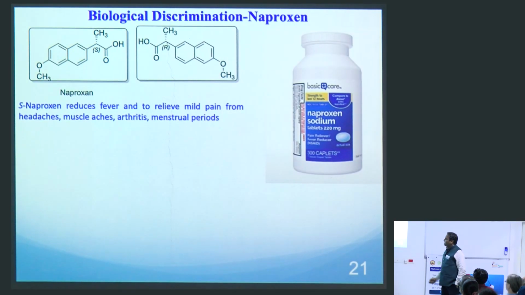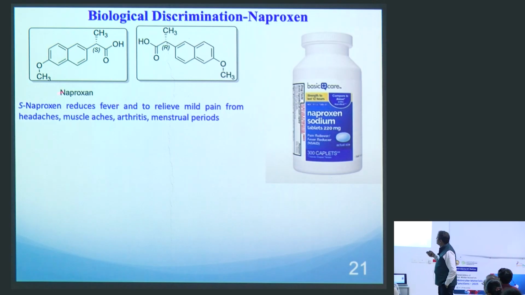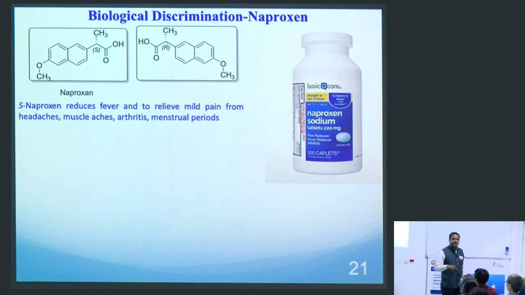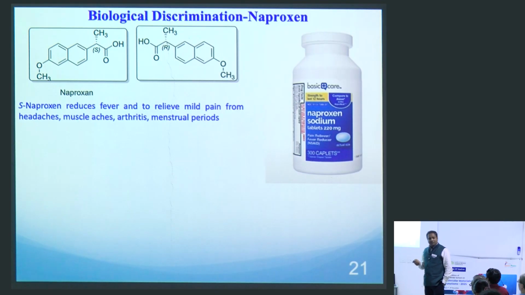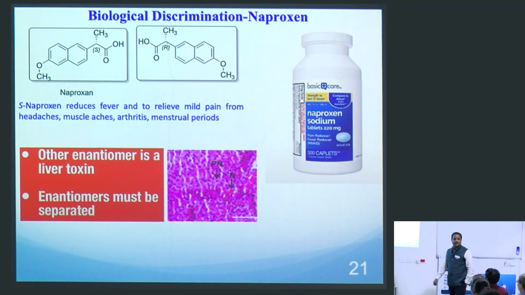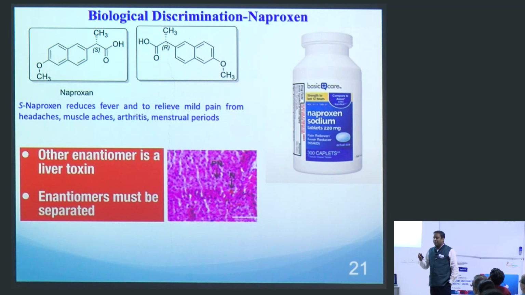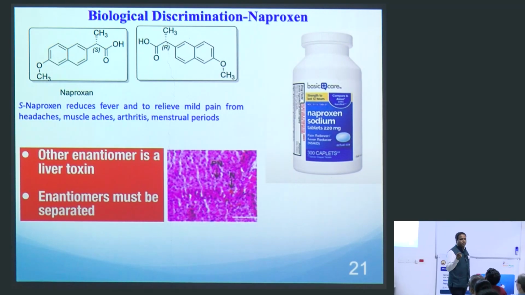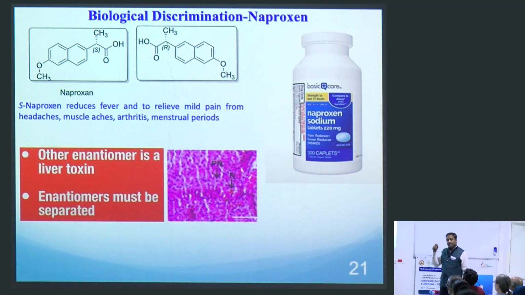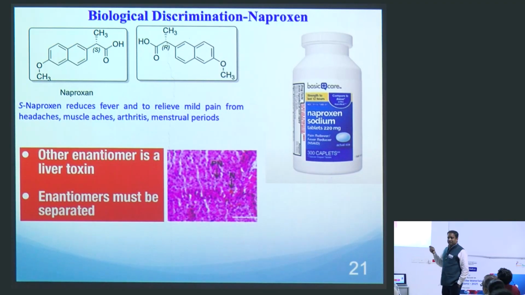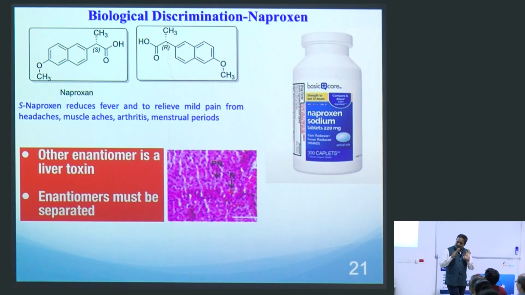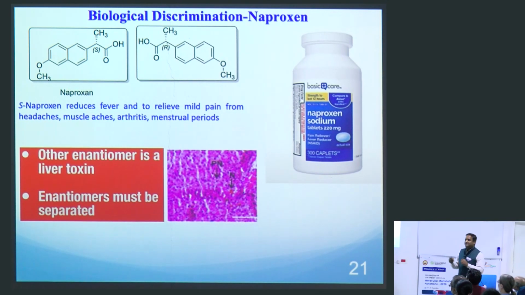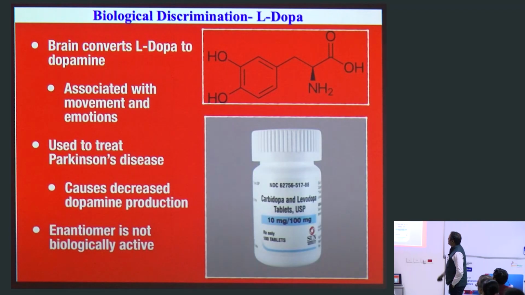Also, I have given here naproxen. Yes, naproxen is useful for fever. Suppose industries add even a little amount of the R naproxen, which damages the liver. That's one major problem. So whenever you are taking naproxen, you have to check whether it is pure, or whether it has a little amount of the other isomer which is going to damage the liver. Normally, separating one from another is very expensive. That's why some industries create these issues, but hopefully this will be stopped.